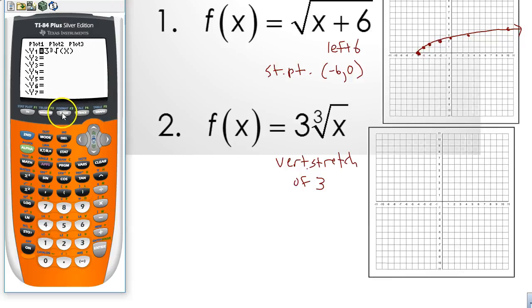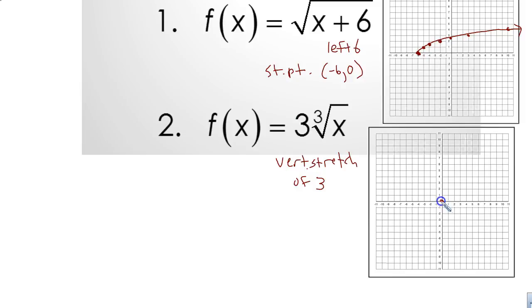And then I've already got my graph at zoom standard, so I can see that freestyle swim there is coming up through 0, 0. And we don't really have a starting point with cubed root functions, but the starting point is really the middle, and it's still going to be 0, 0. If I plug in 0, the cubed root is 0, and 3 times 0 is 0, so I know that point is going to be on my graph.